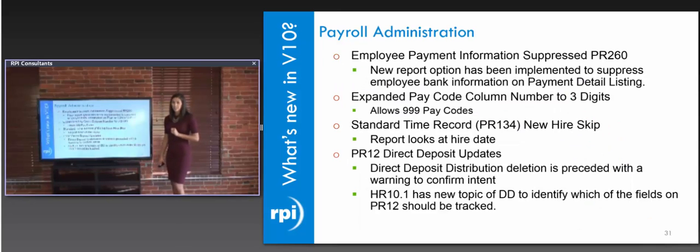A couple more payroll updates on the PR260. We actually have a client right now who had this as a customization, and now that they're installing version 10, they're able to get rid of this customization. They don't have to maintain it anymore. Essentially, on the PR260, you now have a report option to suppress the employee payment information. So if you don't want users seeing that, you can automatically suppress it, and don't have to customize that. Additionally, the pay code column number has been expanded from 2 to 3. That just means that instead of 99 pay codes, you can now have 999 pay codes.